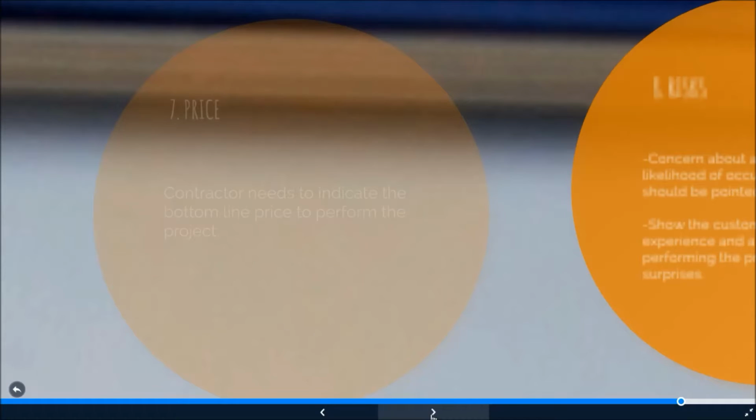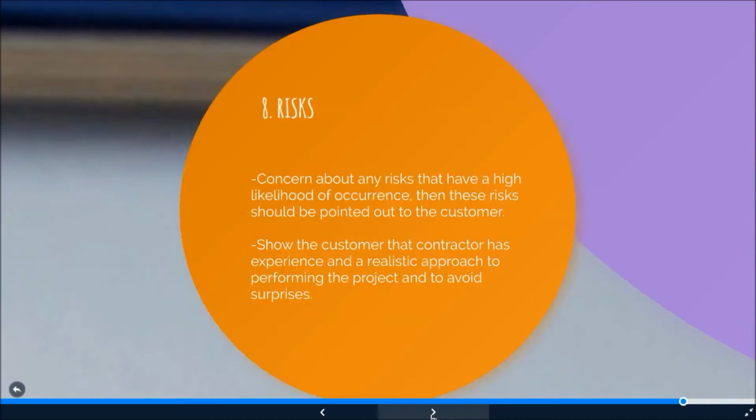Eighth is risk. If the contractor has concern about any risks that have a high likelihood of occurrence or a high degree of potential impact, then these risks should be pointed out to the customer. This will show the customer that the contractor has experience and a realistic approach to performing the project, and help avoid surprises. An example: the location where the customer wants to build a childcare center has a high likelihood of large rock formations under the topsoil, which may prolong the excavation of the foundation. So it will affect the cost of the project.